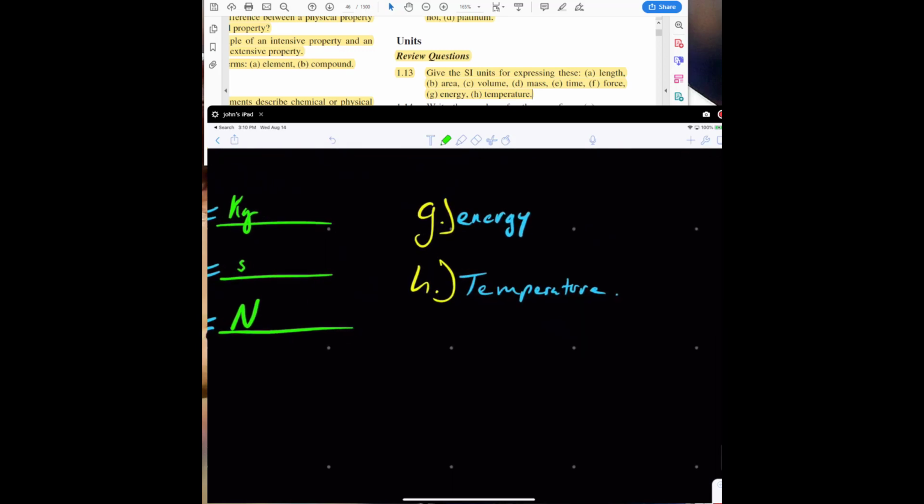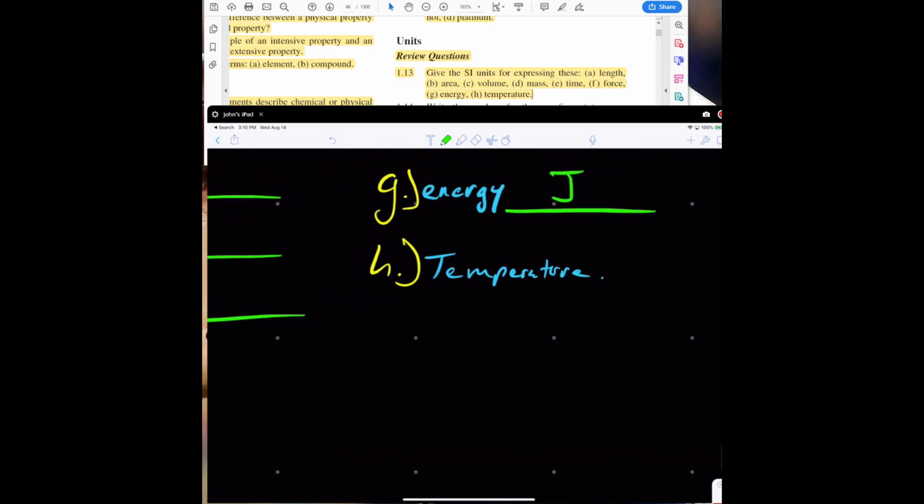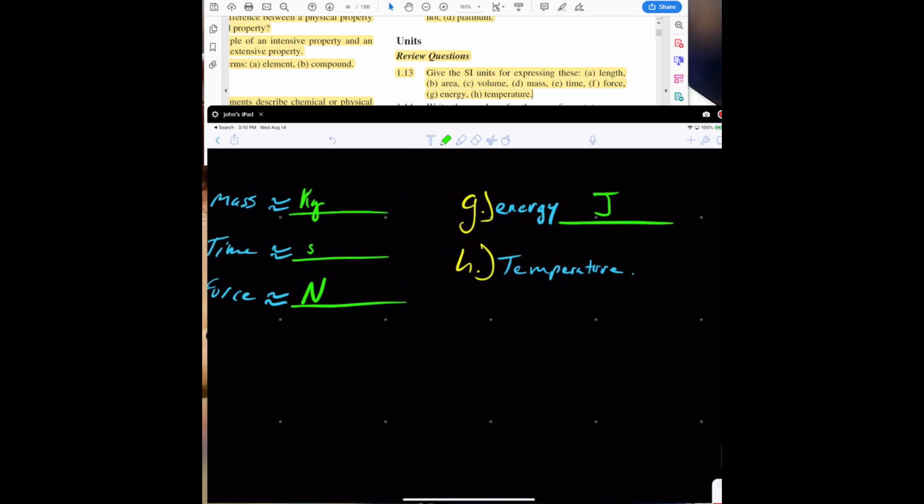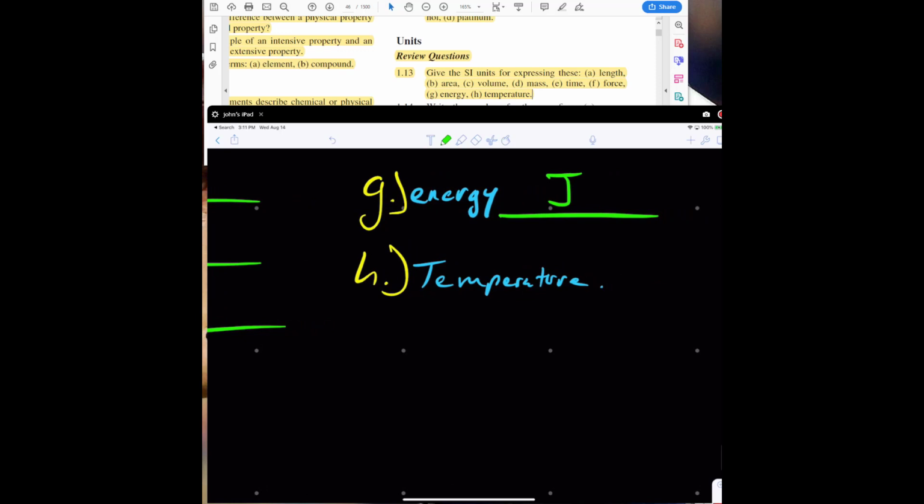Okay. Now G, part G says energy. This one here is also not in table 1.2. This one's further in the text. This one here is joule, capital J. And then this last one here, part H, temperature. This one was in table 1.2. It's not Fahrenheit, it's not Celsius, but Kelvin, capital K.